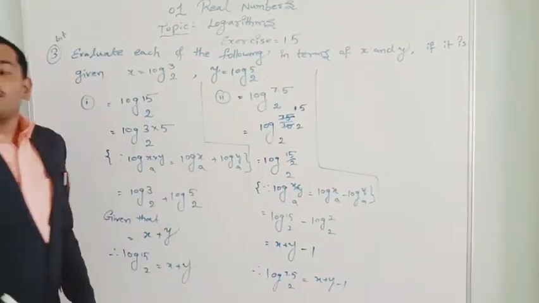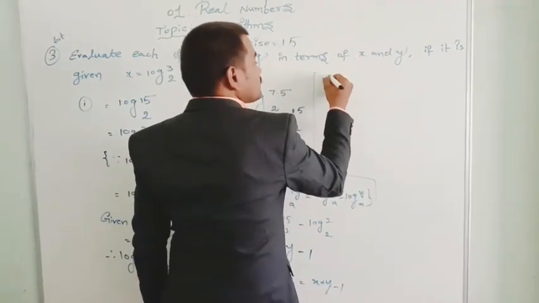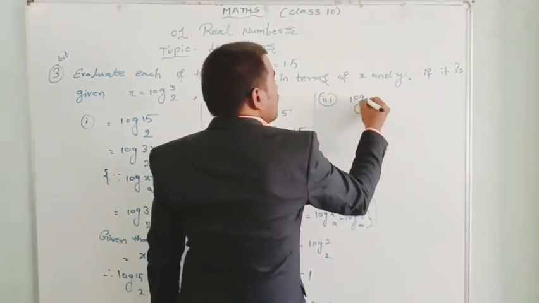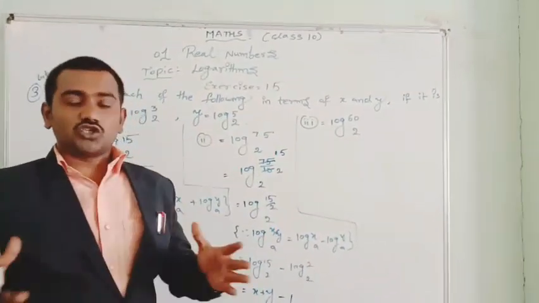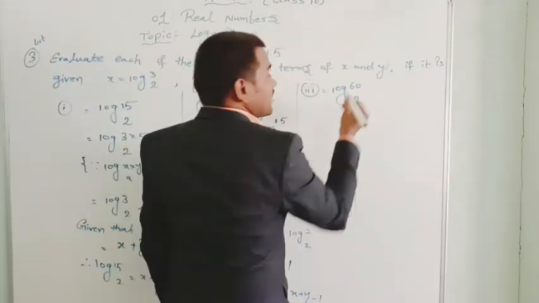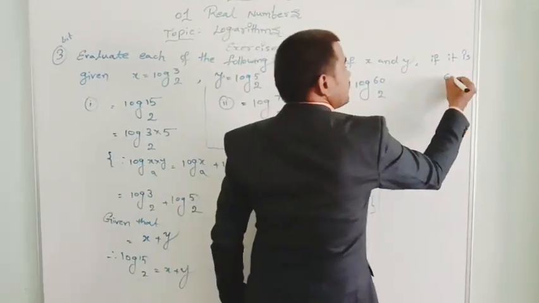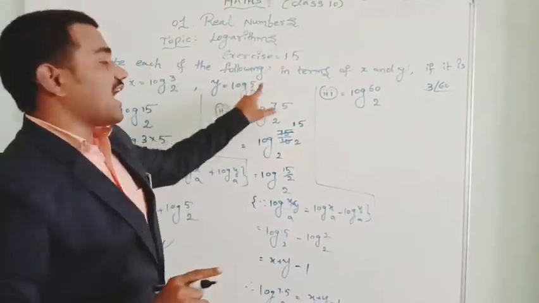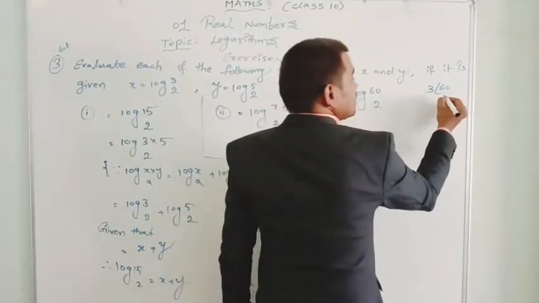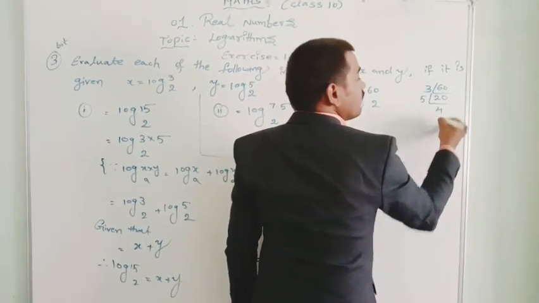So let's go for the third one, log 60 base 2. So let us write log 60. How can we write log 60? See, for 60 we will use only 3 and 5, because log 3 and log 5 are given. So the factors: 3 20s are 60 and 5 4s are 20.